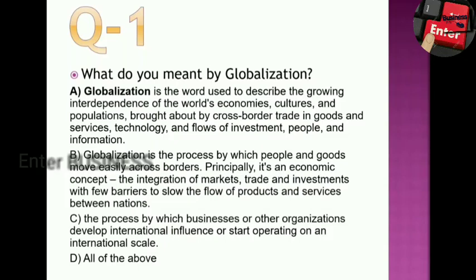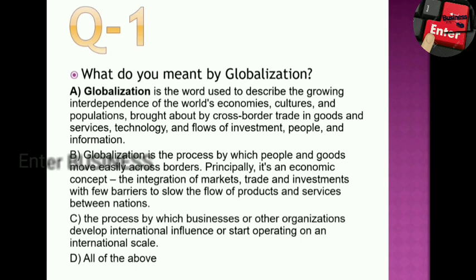The first question is, what do you mean by globalization? Option A, globalization is the word used to describe the growing interdependence of world's economies, cultures, and populations brought about by cross-border trade in goods and services, technology, and flows of investment, people, and information. Option B, globalization is the process by which people and goods move easily across borders. Principally, it's an economic concept, the integration of markets and trade and investment with few barriers to slow the flow of products and services between nations.